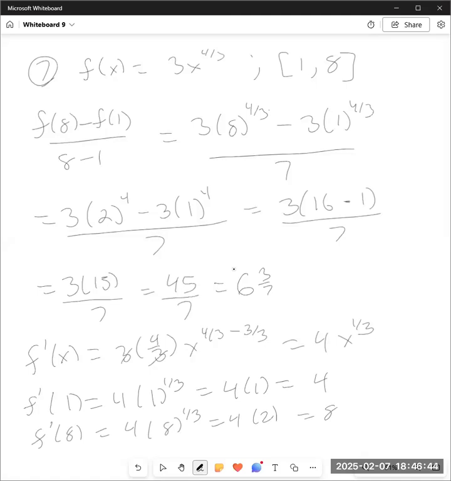And 6 3/7 is somewhere between 4 and 8. Again, it doesn't need to be halfway in between. It just needs to be in between.